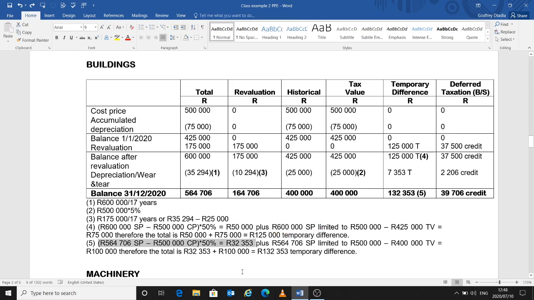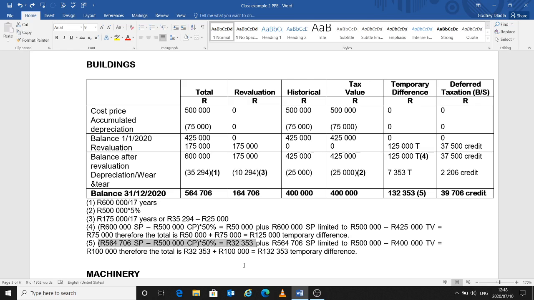Here what I've done is I've lumped the capital profit and the taxable capital gain into one, which is the quickest route to the answer. Now, question number 1 I've answered at the end: the amount I'm going to get between capital profit and taxable capital gain, the net of the two, is 32,353.